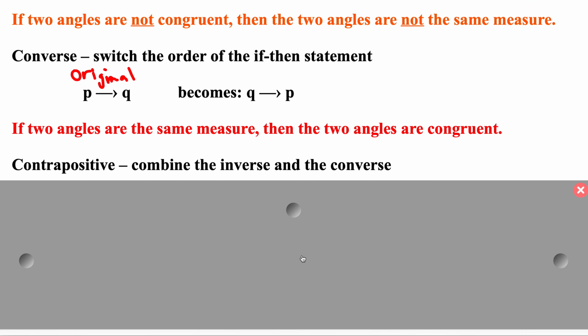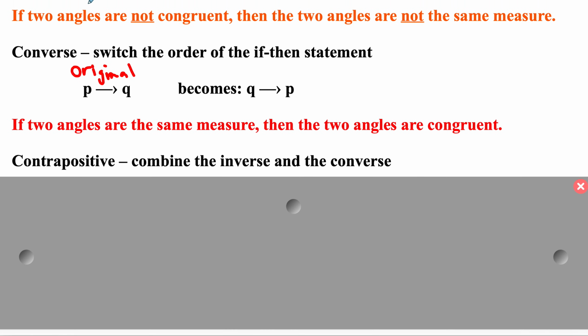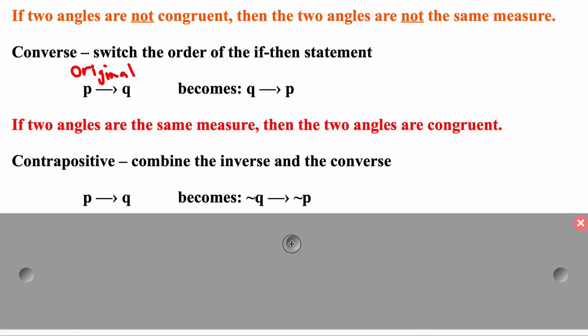Now, the contrapositive combines the inverse and the converse. The inverse is adding the not but keeping the order. The converse is switching the order. So if we put it all together, what do we get? The P and Q switch places, and they both gain the not, that is the negation.